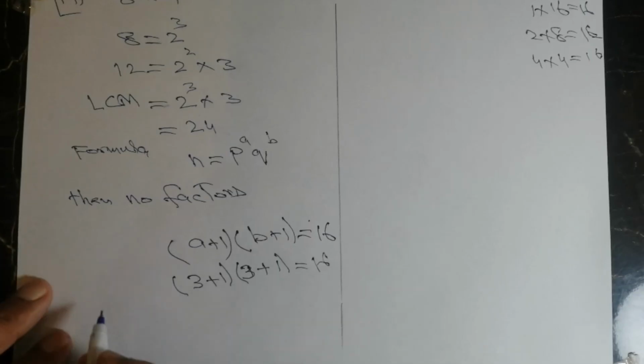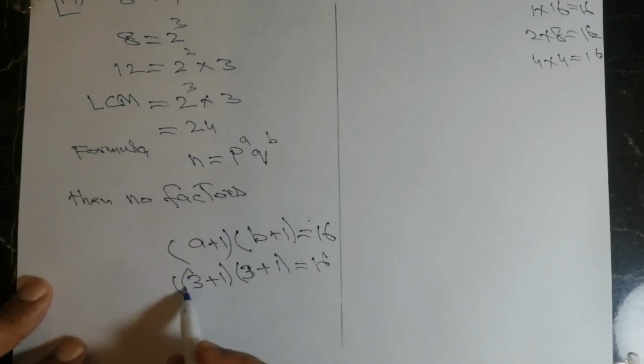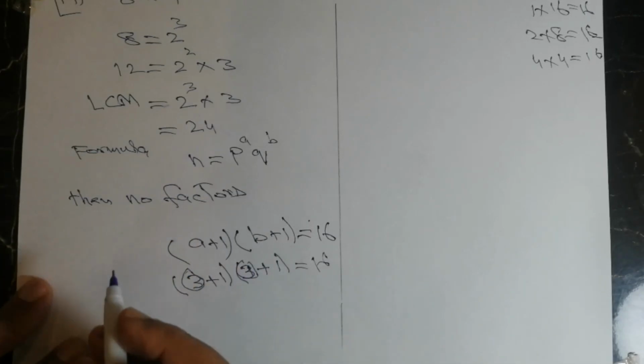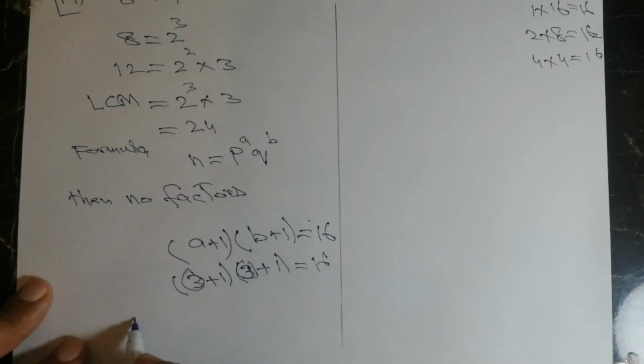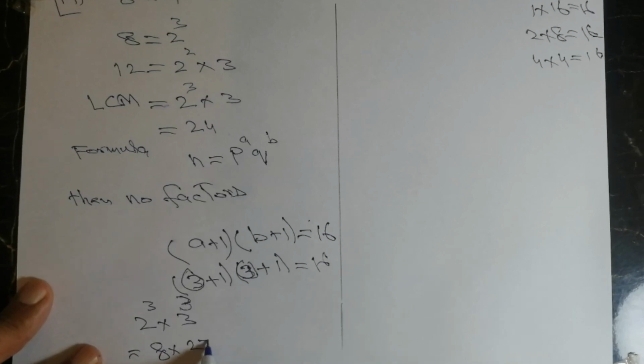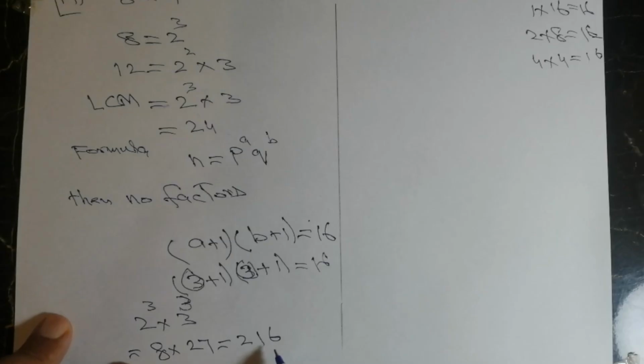So it means that this is value A and this is value B. That means 2 raised to power 3 and 3 raised to power 3, which is 8 into 27, that is 216. So the first value is 216. And what about the next one?